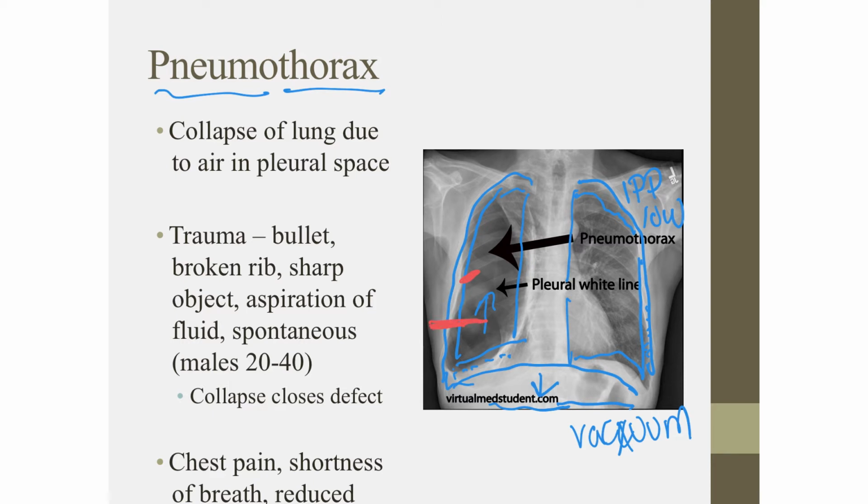This can also occur spontaneously. Most common age group is males, 20 to 40. And this seems to be associated with things called blebs, which are little things that exist along the lung and or the pleura that can alter this tension and that causes the lung to collapse. And that's how we really define pneumothorax. It's a collapse of the lung.